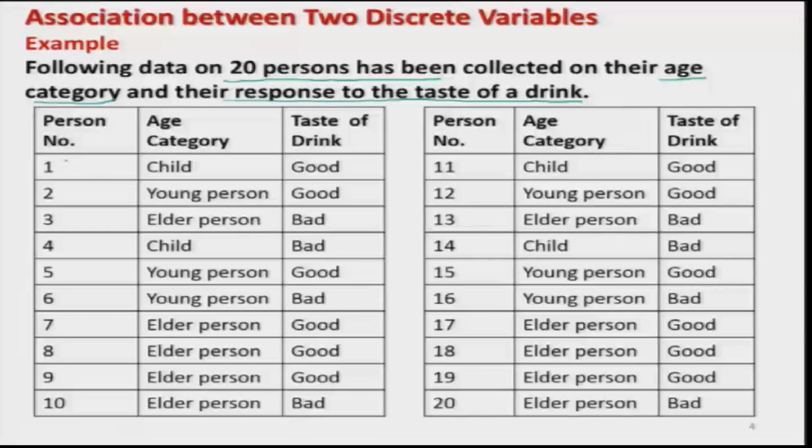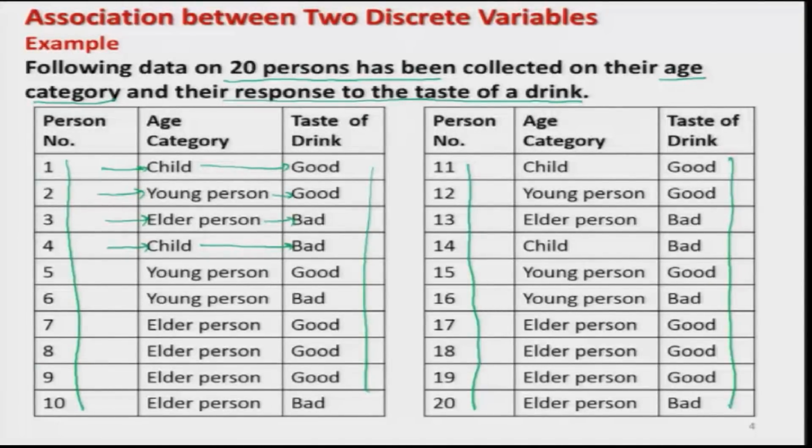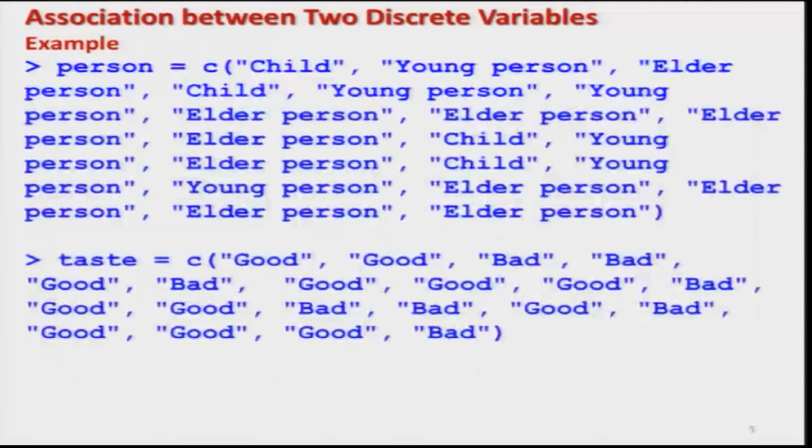So, you can see here that there are 20 persons, 1 to 10 and then 11 to 20, and the first person is a child and the child has been asked how the drink is and he responds good. Similarly, the second person is a young person who said the drink is good. Similarly, the third person is an elder person who said the drink is bad, and then the fourth person is a child who said the drink is bad, and so on. And this is how we have collected the data on the age and the taste here. So, now I will try to store this data into two data vectors.